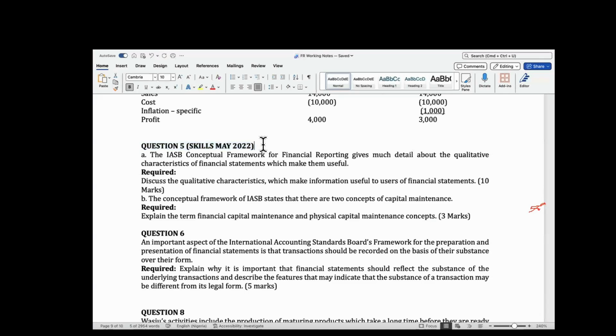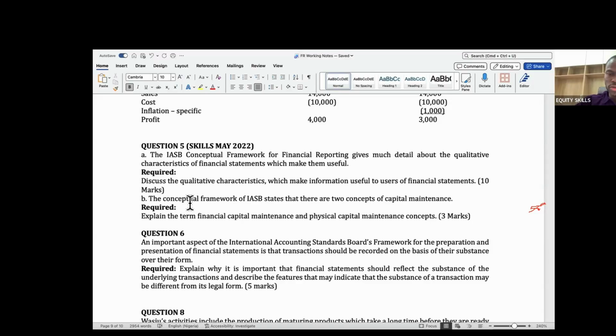Okay. Question 5. The IASB conceptual framework for financial reporting gives much detail about the qualitative characteristics of financial statements which make them useful. Required: discuss the qualitative characteristics which make information useful to users of financial statements. 10 marks. B. The conceptual framework of IASB states that there are two concepts of capital maintenance. Required: explain the term financial capital maintenance and physical capital maintenance concepts. 3 marks.